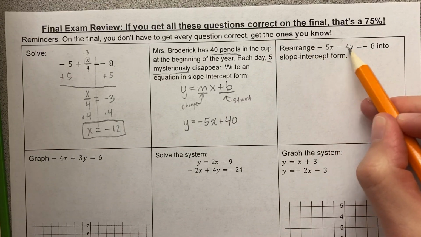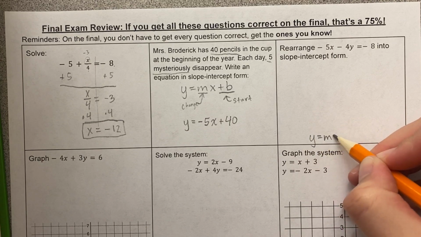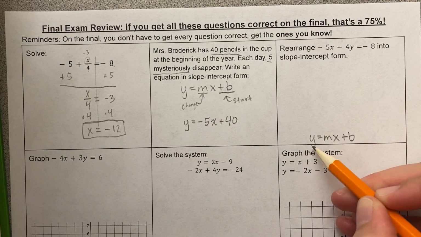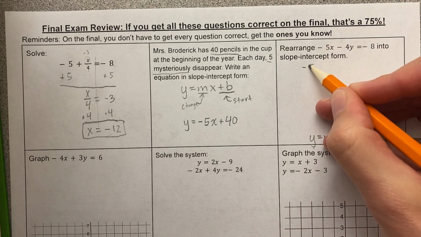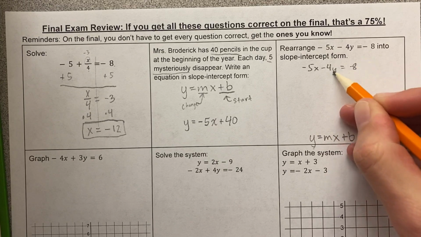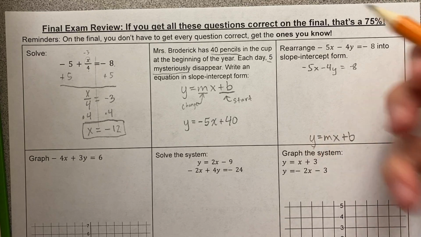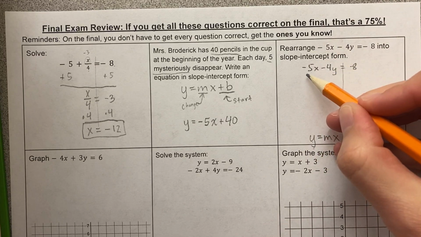Rearrange -5x minus 4y equals -8 into slope-intercept form. Okay, so this is slope-intercept form. So what I'm going to observe is that this y is by itself. So since the y is by itself, I'm going to take this equation, and I'm basically solving for y. I want y to be by itself on the left side and everything else on the right. Like I want this term with the x on the right. So what I need to do is knock it off the left.